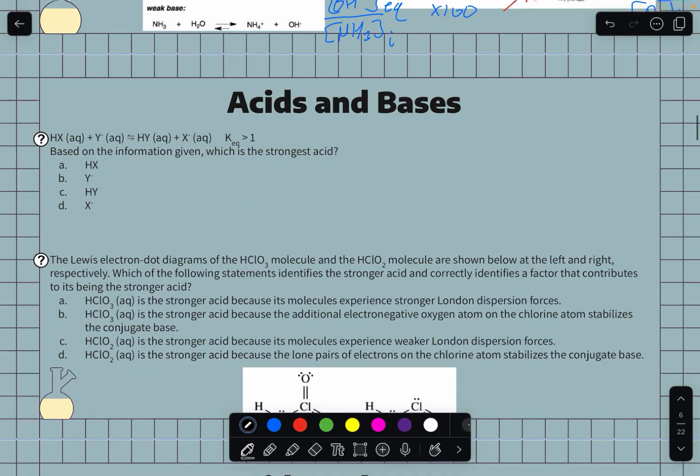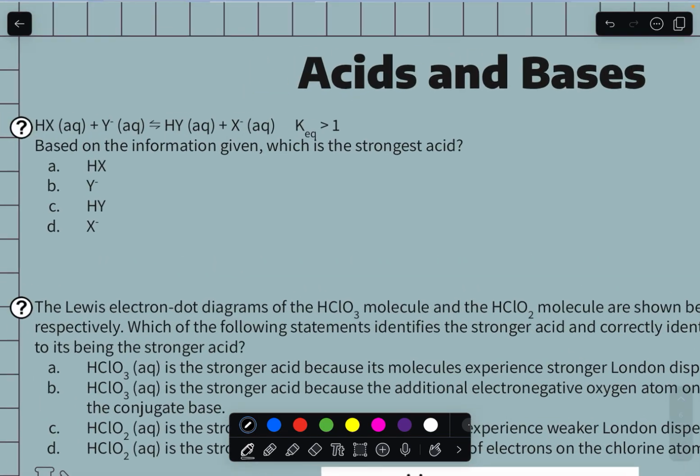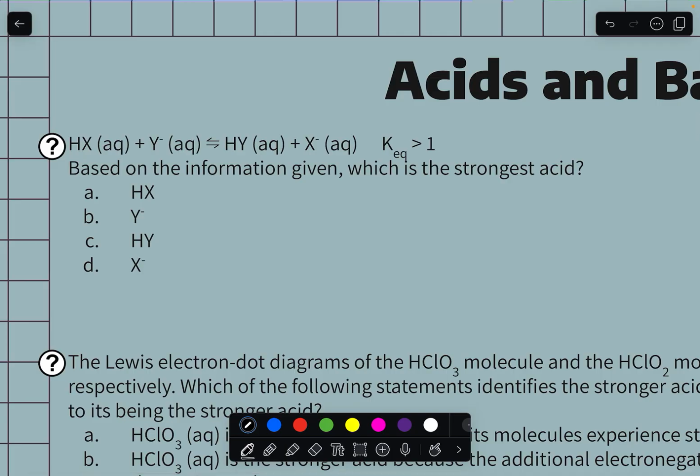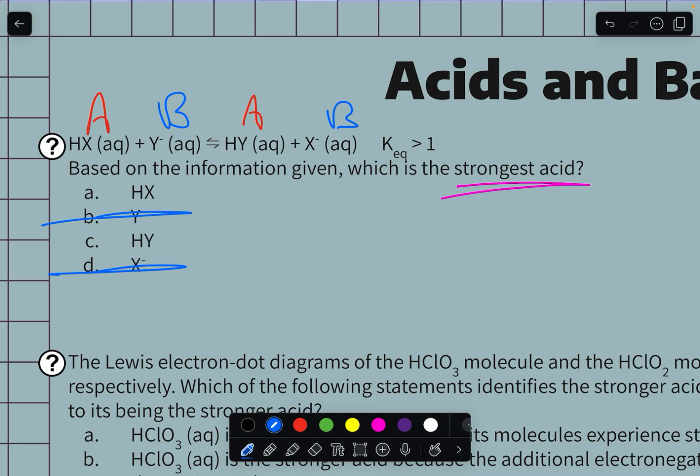All right, let's do some examples with this, some practice questions. For this first one, we have this reaction, HX plus Y minus goes to HY plus X minus. We have a KEQ greater than 1, and it's asking us which is the strongest acid in this reaction. So first let's just start by labeling our acids and bases. If it has an H at the start, it's normally an acid. Bases do not have it. So we have our acids and bases. We can eliminate the bases.